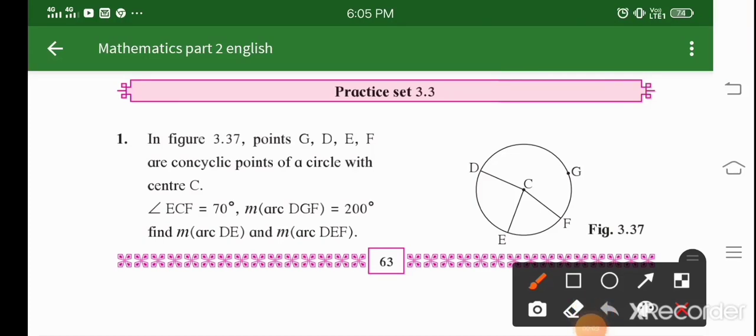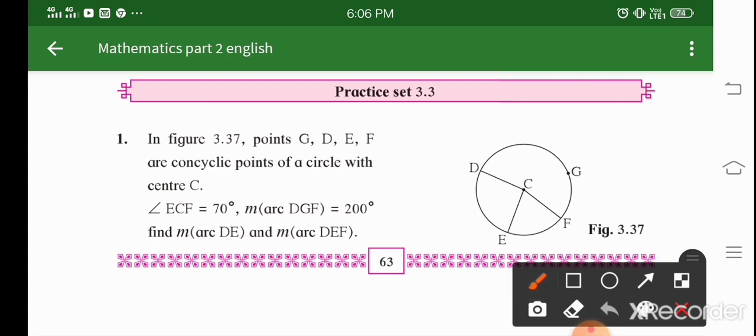Last time we completed exercise 3.2, right? So today we are going to do the 3.3 practice set of the circle chapter. So let's get started. Before starting this practice set, I would like to tell you some properties and theorems of the circle. So let's get started with those properties.